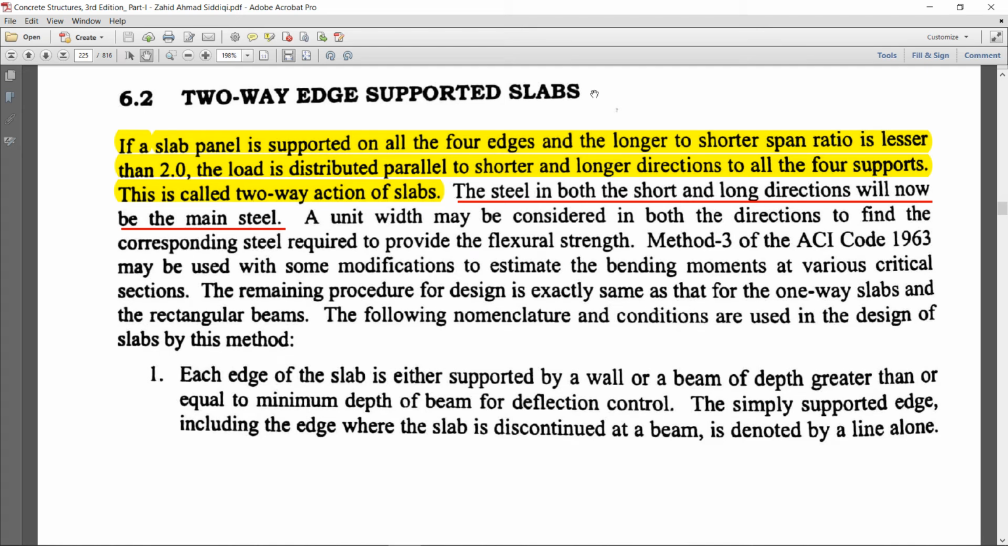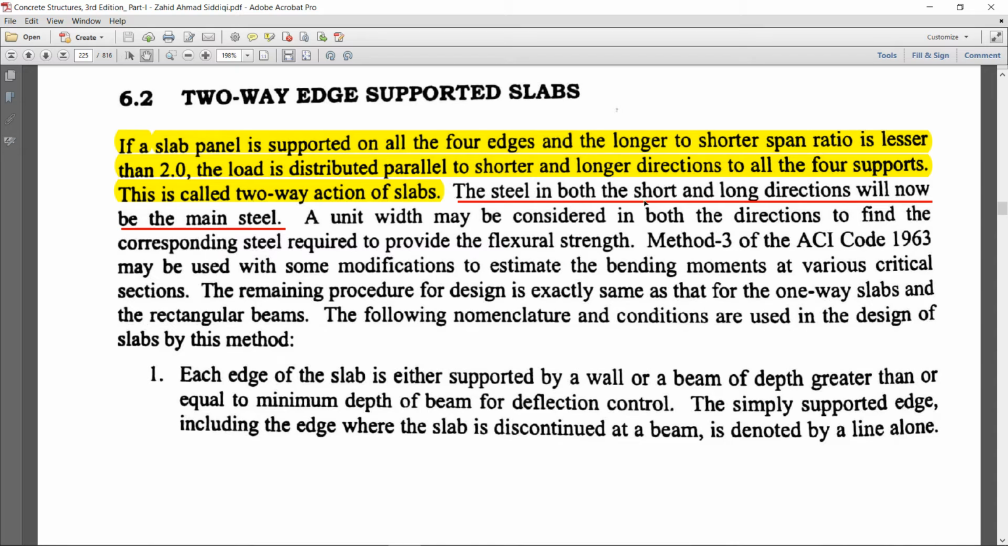In this lecture, I will discuss how to design two-way edge supported slabs. If the slab panel is supported on all four sides, meaning edges, by beam or wall, and the longer to shorter span ratio is less than 2, the load is distributed parallel to shorter and longer directions to all the four supports. This is called two-way action of slab.